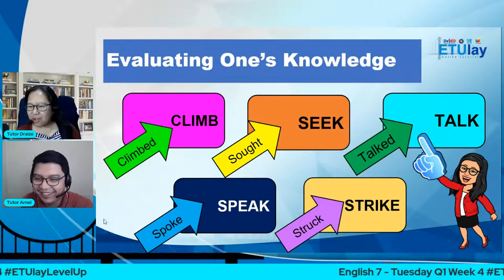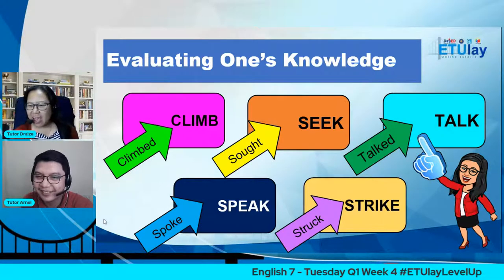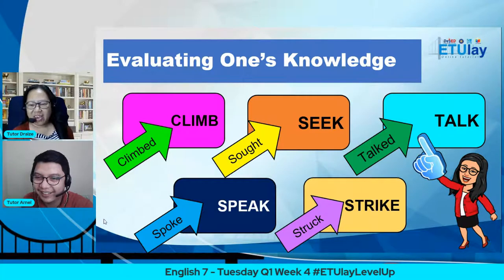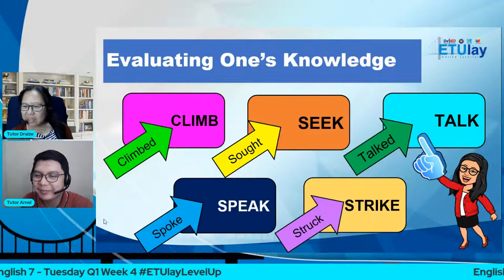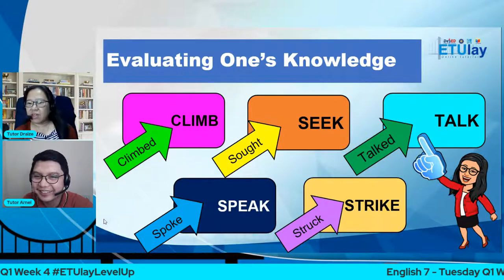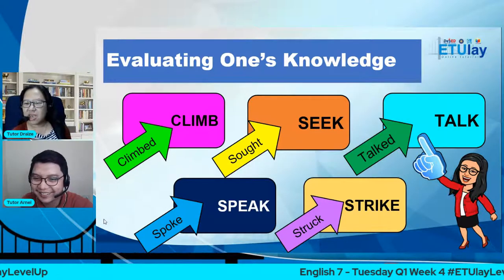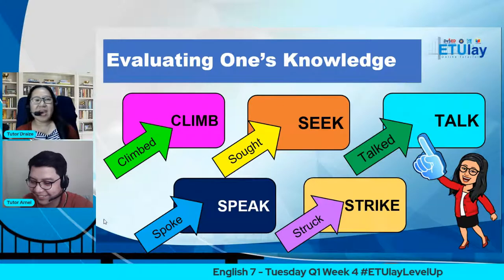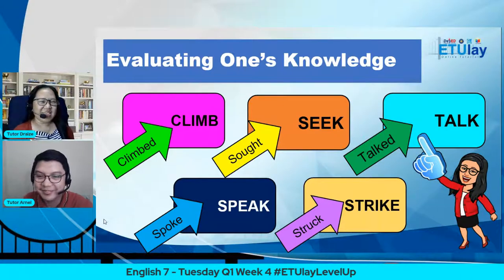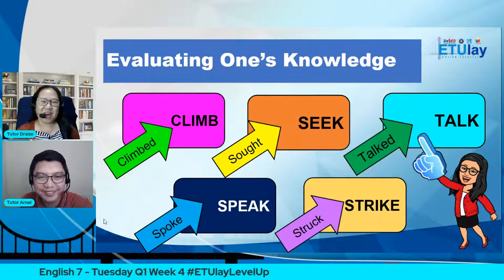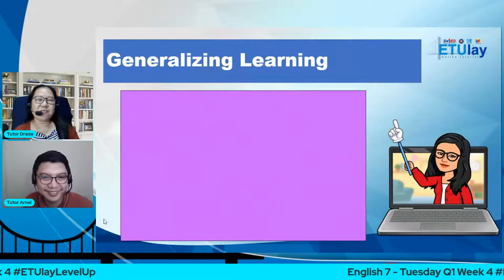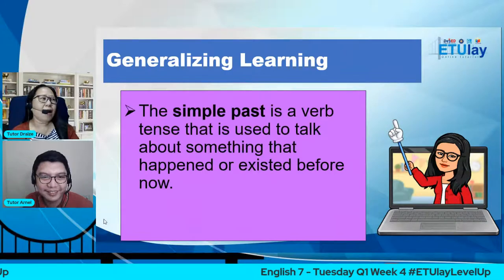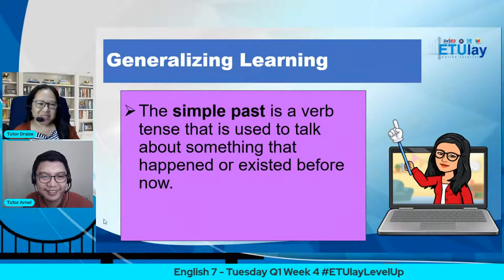We have our first heart from Jane. And our second is from Arvik. Yes, we also have Daphne Marie. Oh, they are already flooding our comment section with hearts. So that only means one thing. They learned the lesson and we can now move on to our next activity or our next slide. So for generalizing learning, can you please do the honors, Sir Arnel?